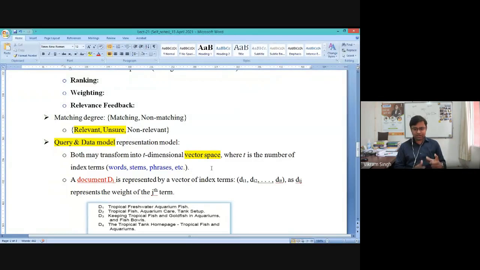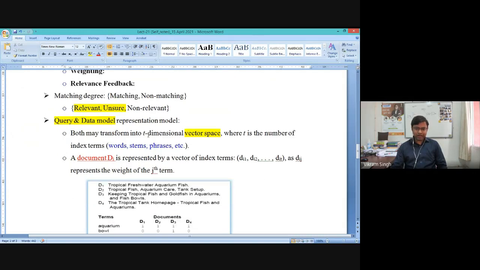So t is naturally the number of index terms which we are considering. In the case of vector space, there is a concept called the index database, which is widely used and plays a very important role in the effectiveness of a vector space. So we will be having vectors of t dimensions length. t is basically the number of index terms which we could have, right?